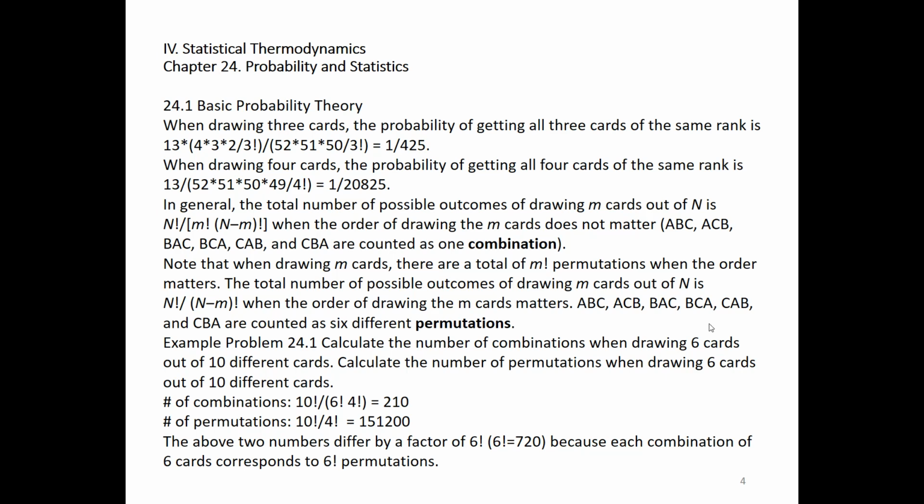When you have A in the front, you have 6 permutations. When you have B in the front, you have 6 permutations. When you have C in the front, you have 6 permutations. When you have D in the front, you have 6 permutations. So in total, you have 4 times 6, 24 permutations.